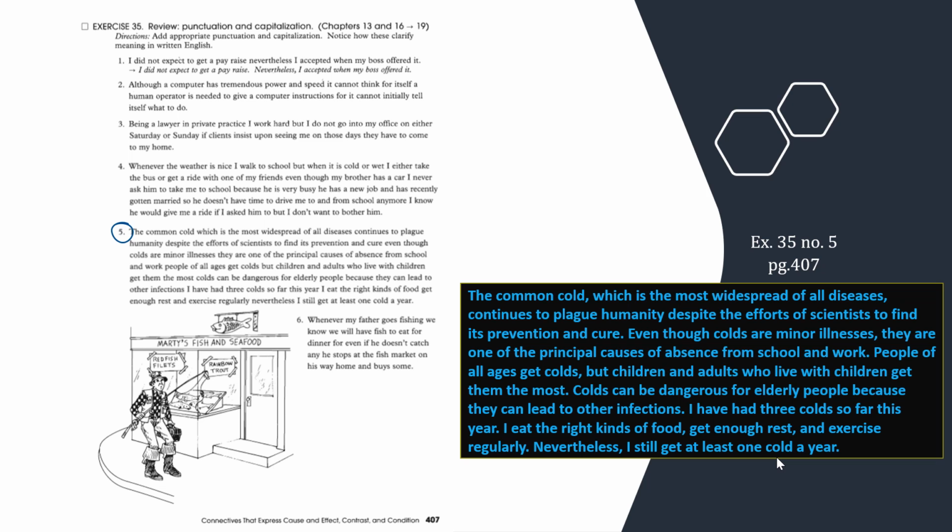Okay. Exercise 35. Okay, directly to the answer. The common cold, which is the most widespread of all diseases, comma, continues to plague humanity despite the efforts of scientists to find its prevention and cure. Before which, there is a comma because we already know what common cold is. So it is already clear. Which blah blah blah is only additional information. That's why, in this case, a comma is used.